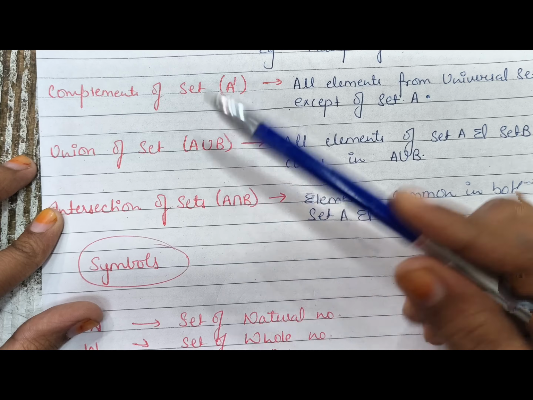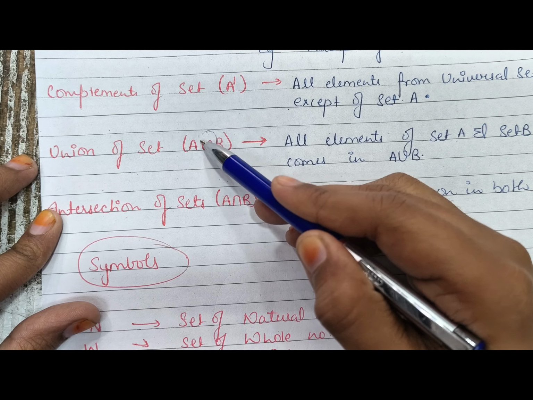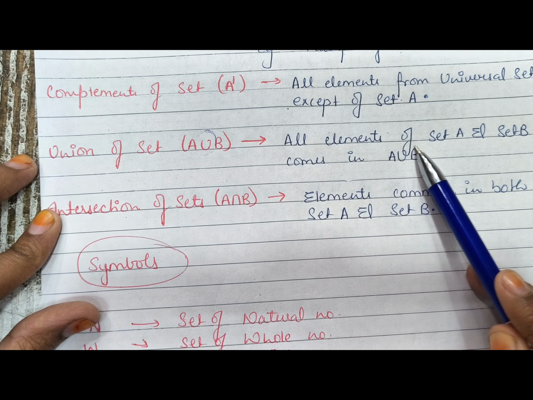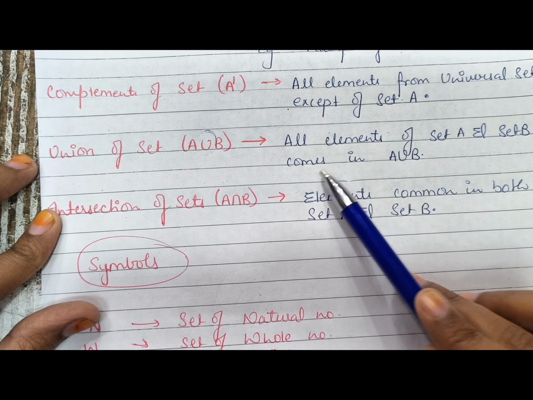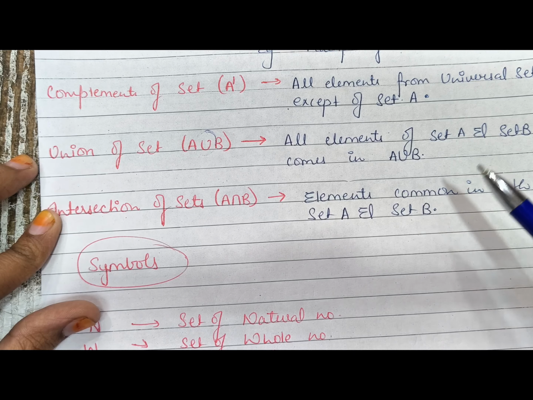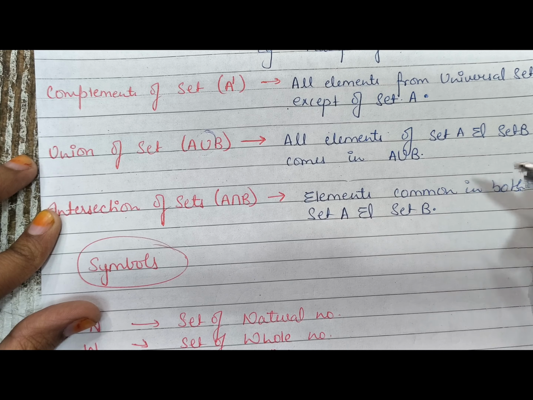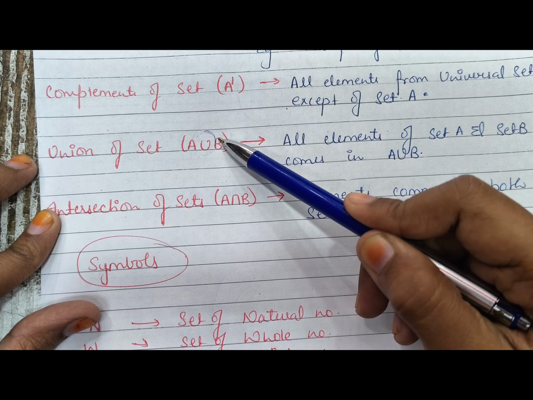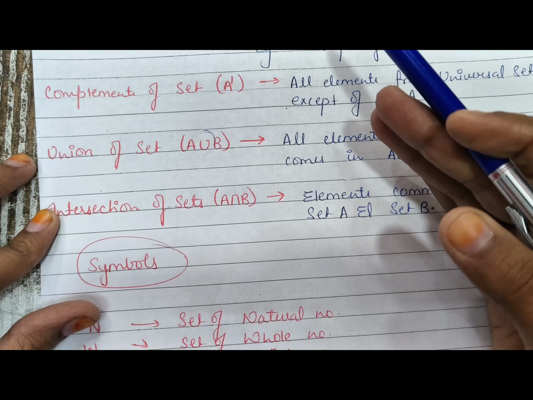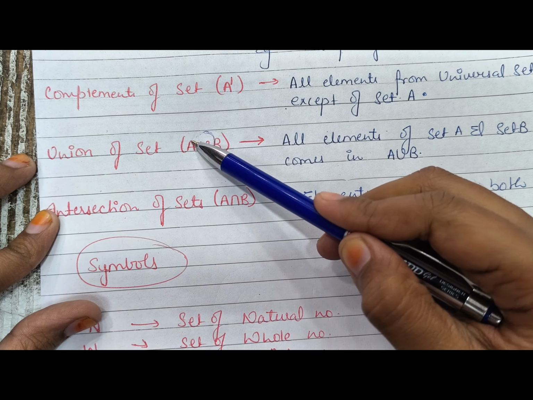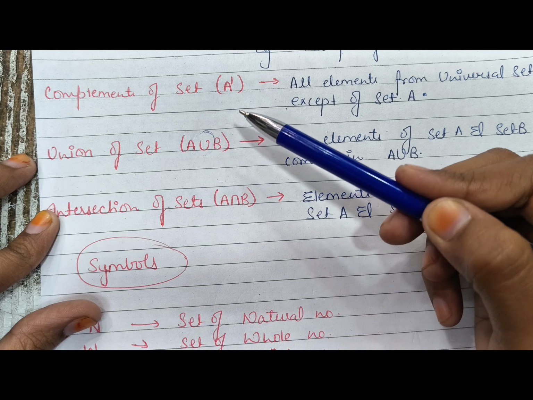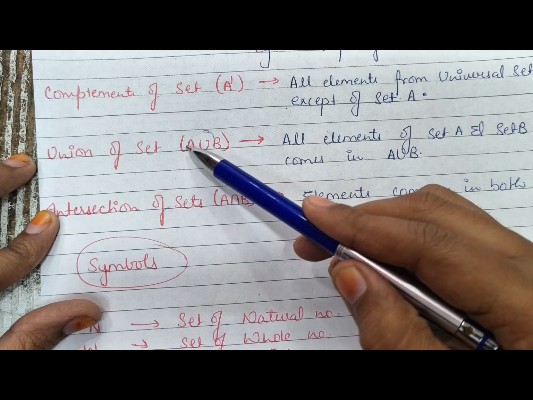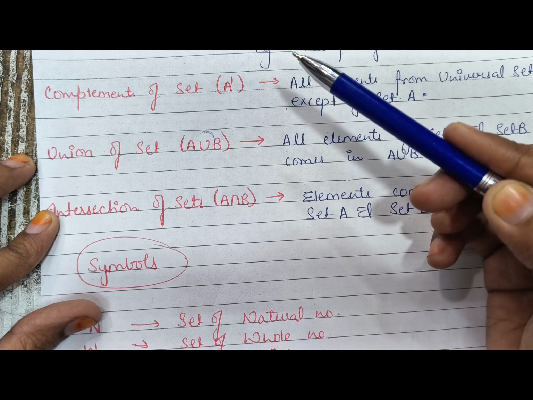Then there is union of set A and set B. So A union B, all elements of set A and set B come in A union B. Whenever you are asked to write A union B, that means you have to write the elements of A and elements of B as well. You will combine both the elements. For example, set A has 1, 2, 3 and set B has 4, 5, 6. So A union B will be 1, 2, 3, 4, 5, 6. Elements of set A and elements of set B as well.